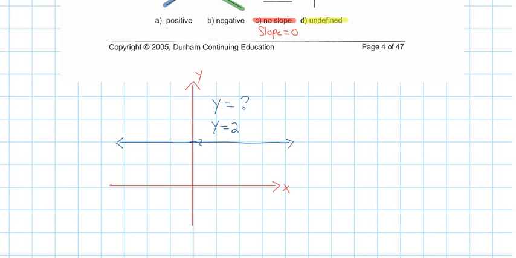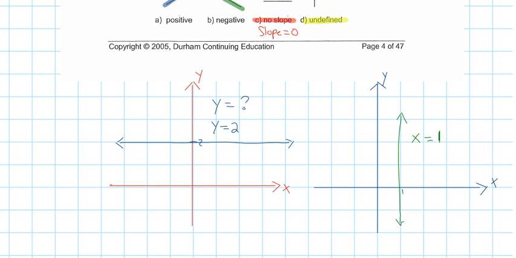Okay, so whenever you see a line that has y equals a number, you know it's a horizontal line, and you know that it passes through that y value. Okay? A vertical line, on the other hand, let's say I have a vertical line, and the vertical line, let's say, is right here. The vertical line will have an equation of x equals whatever number it passes through.